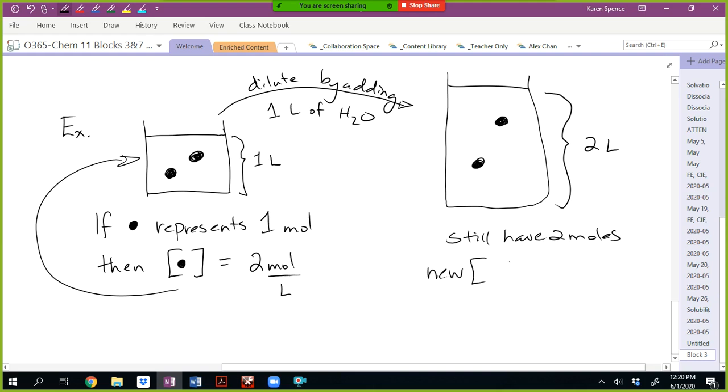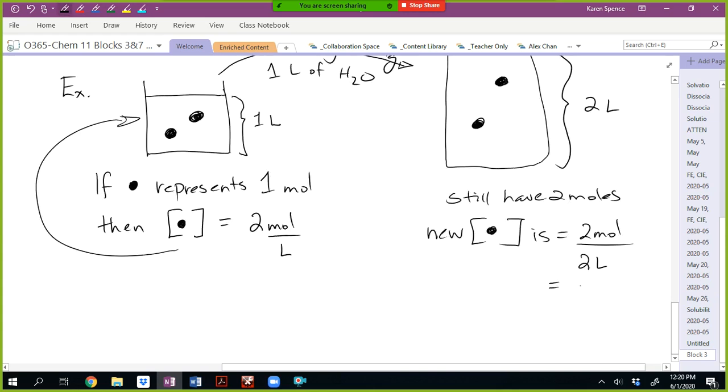But our new concentration, we still have 2 moles, but now it's over 2 liters. It's 2 moles in 2 liters, which gives us a total concentration of 1 mole per liter. And you'll notice we doubled the volume, and the concentration became half what it was before. Cool, hey?